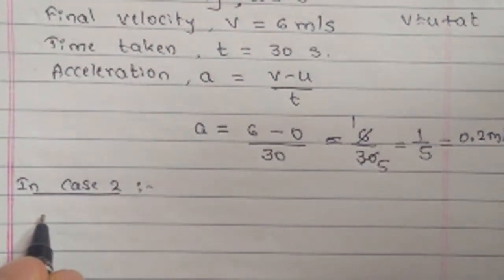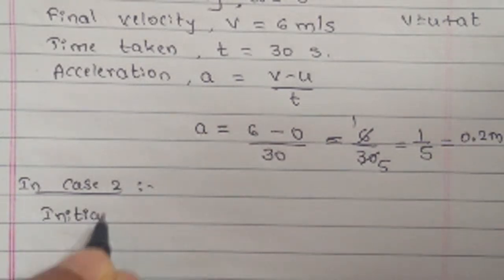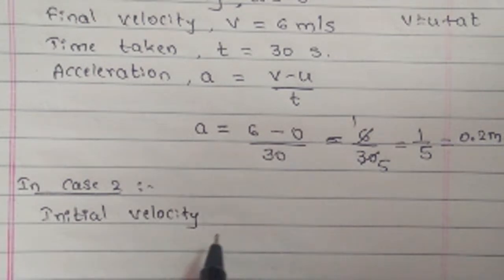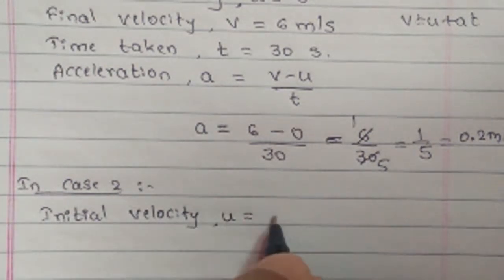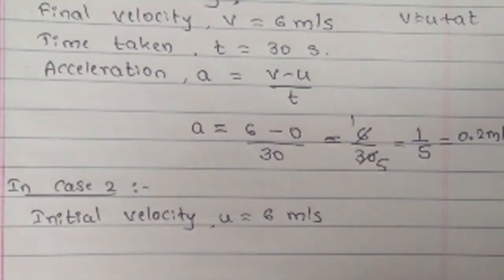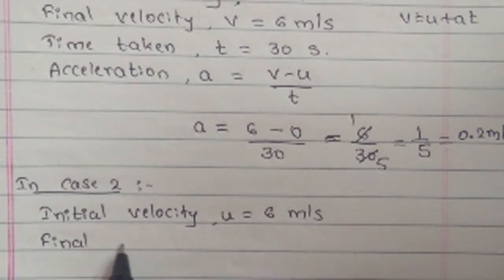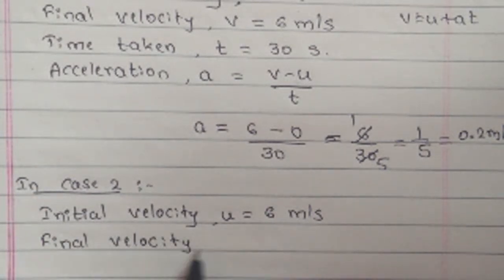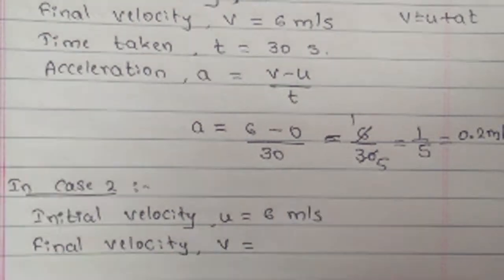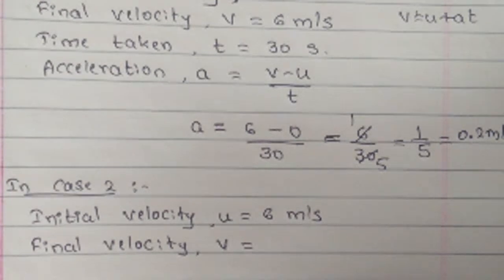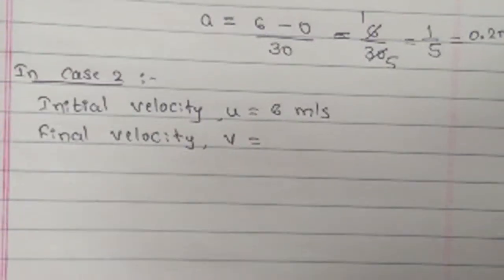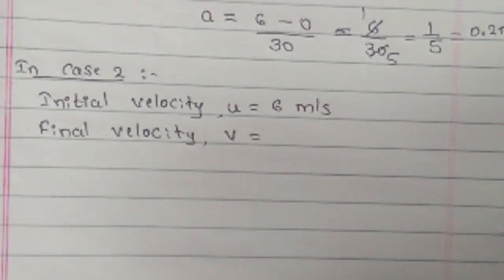So therefore in the second case, initial velocity u is equal to 6 meter per second. Okay, initial velocity is 6 meter per second, and final velocity is how much? Comment the answer. Final velocity in the second case, v is equal to dash meter per second. Comment your answers fast. In the second case, the final velocity is how much? Refer to your textbook and comment me the answer.